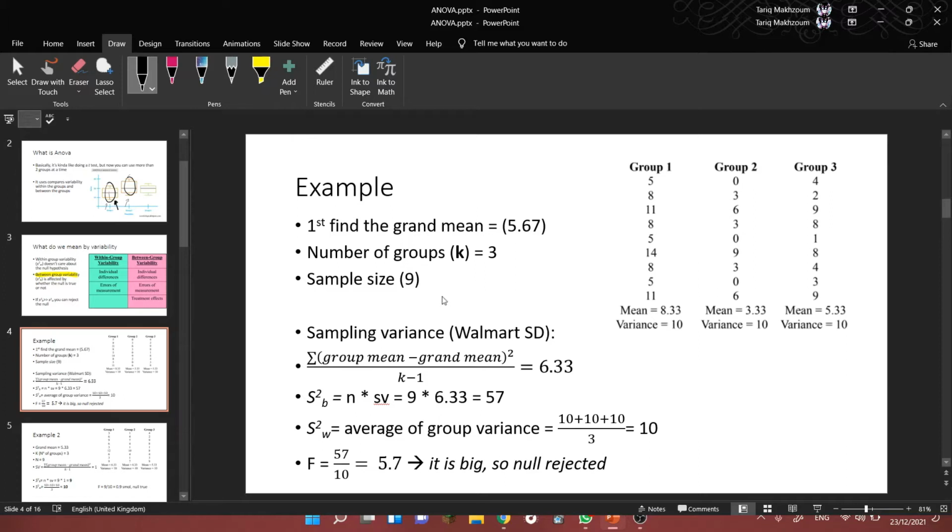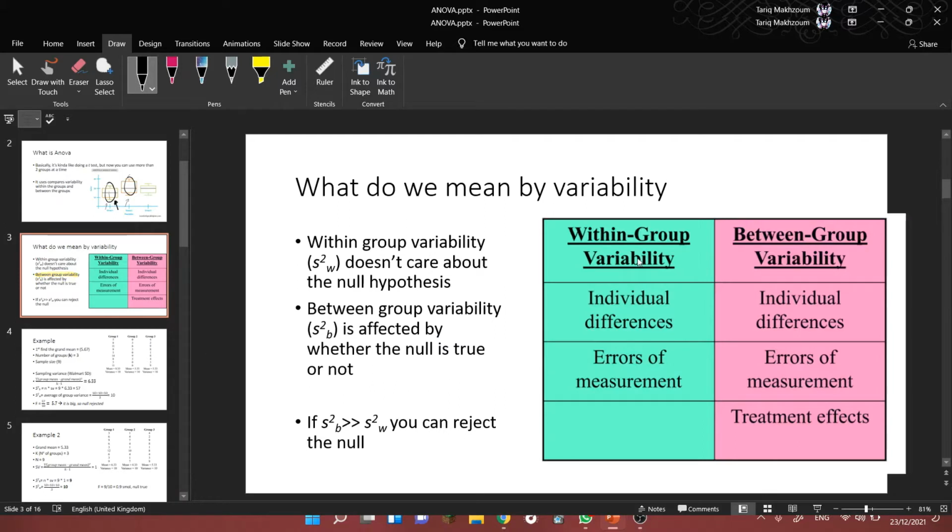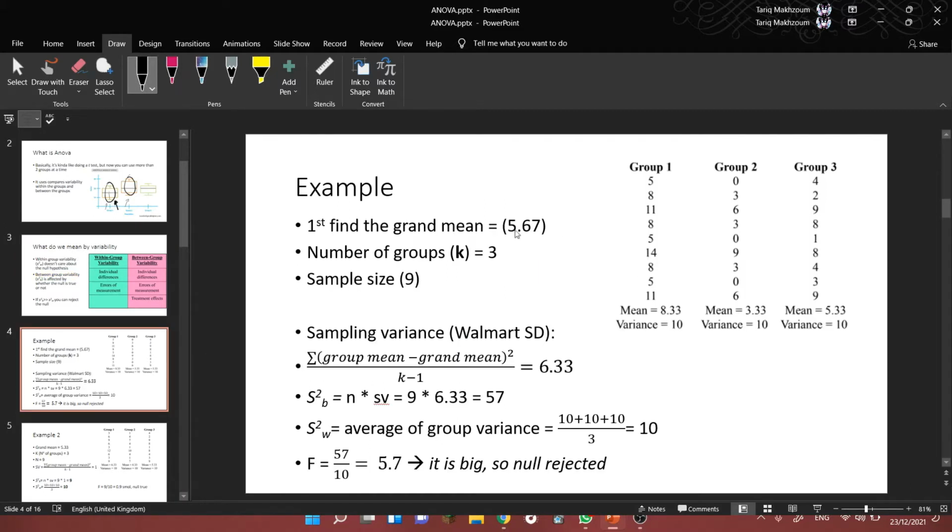Our first step is to find the grand mean. Now, this might be given to us in the actual question, this might not be, but just in case it isn't, you find the grand mean by adding up all 30 of these values and then dividing by 30. And that gives us a grand mean of 5.67. Now that we have the grand mean, we can find the sampling variance, which helps us calculate the between group variance.